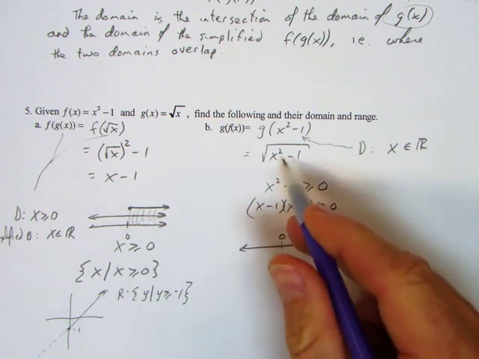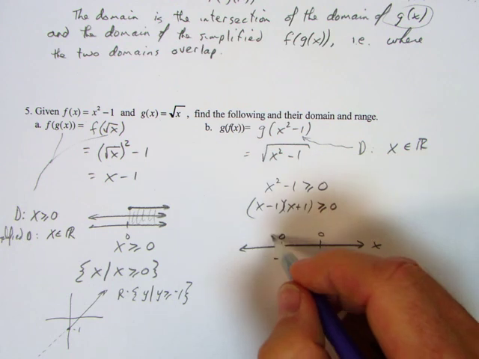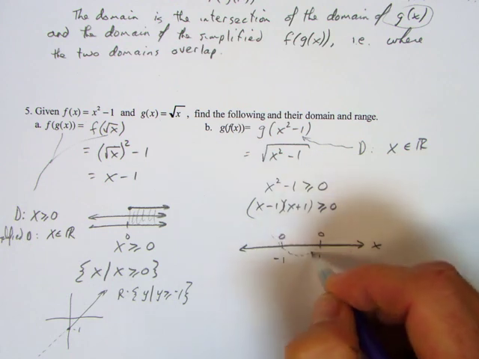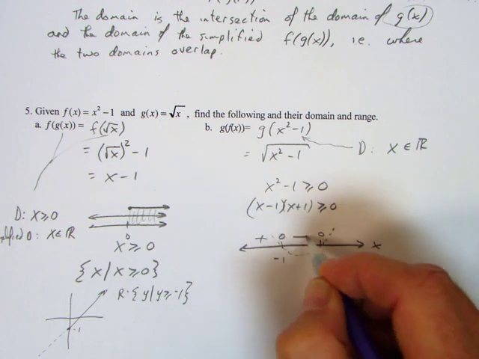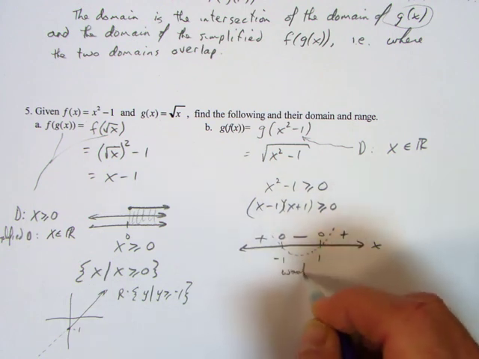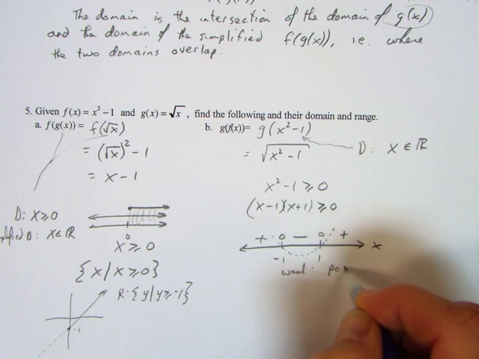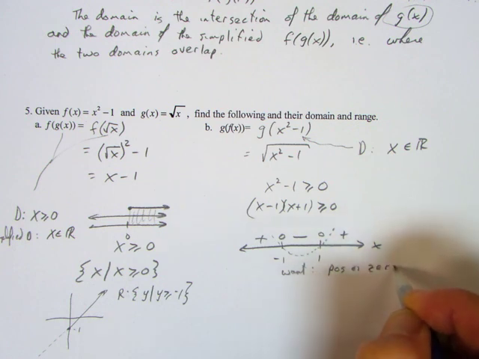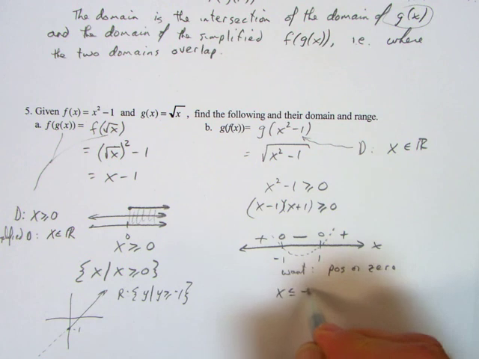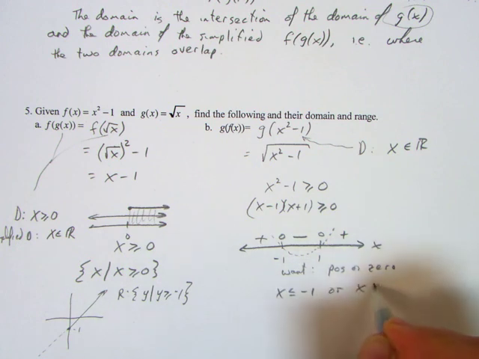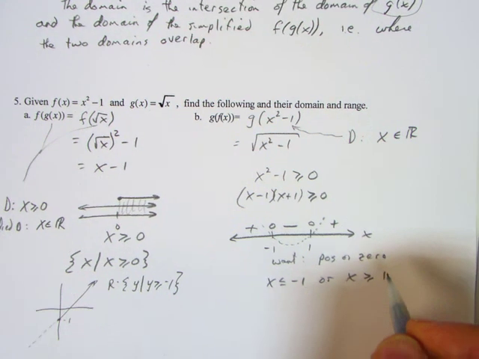What's our degree? It's 2. Is this positive or negative? It's positive. So we have positive, negative, positive. What do we want? We want the positive or 0. So in this case, we want x is less than or equal to negative 1 or x is greater than or equal to 1.